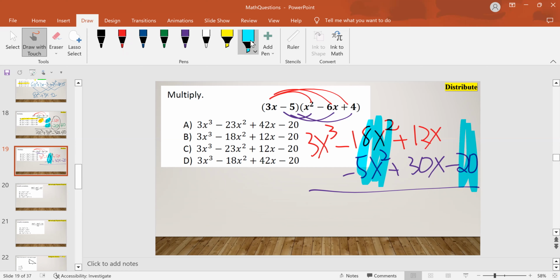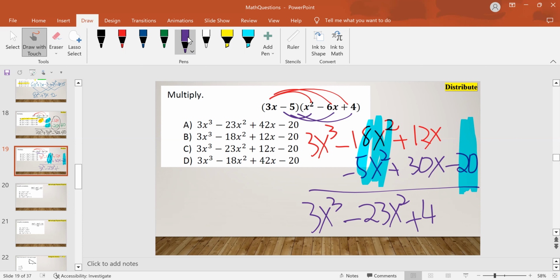Okay, I have this alone, and the first one also alone. That means I will have 3x to the third power minus 23x squared plus 42x minus 20. Okay, let's see which one is the best choice here. We have 3x to the third power minus 23x squared plus 42x minus 20.